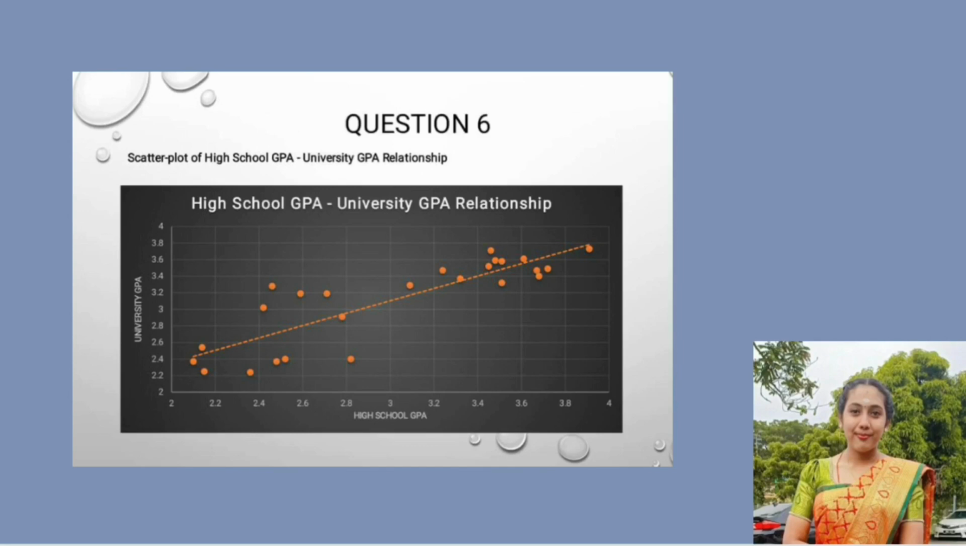This compelling pattern indicates that as a student's high school GPA ascends, their university GPA also demonstrates a corresponding upward trajectory, highlighting a consistent academic progression.